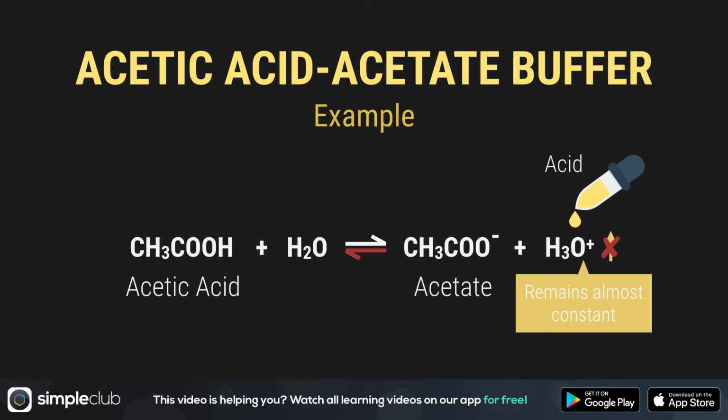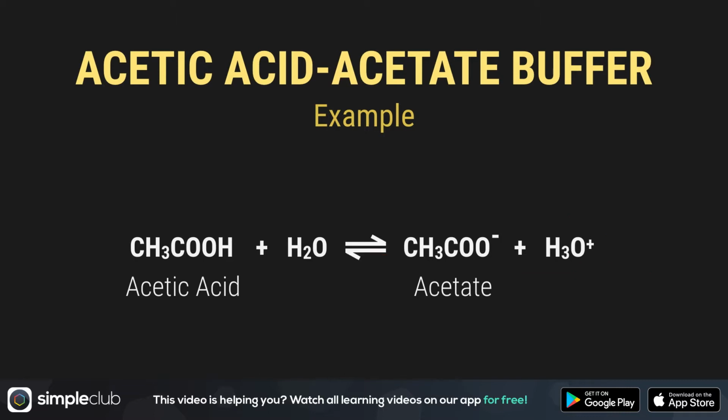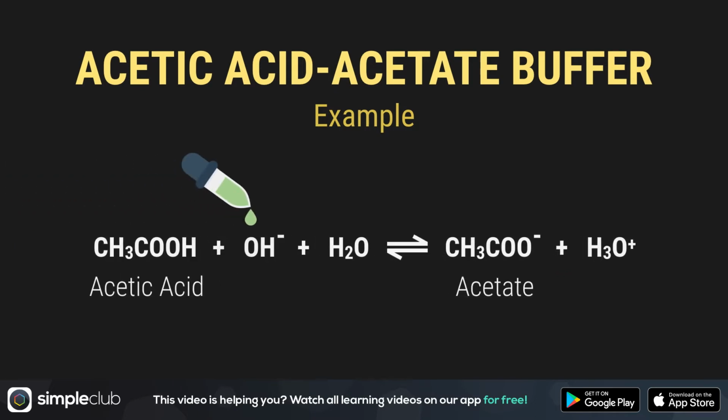before adding the acid. If we add a base, the concentration of hydroxide ions will increase. So now the forward reaction of acetic acid and hydroxide ions forming acetate and water becomes stronger. And that goes on until the concentration of hydroxide ions is reduced to around the same level as it was in the beginning. And that's the whole story about buffers.